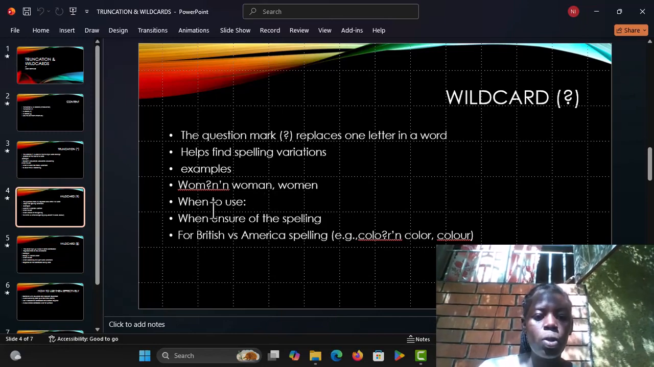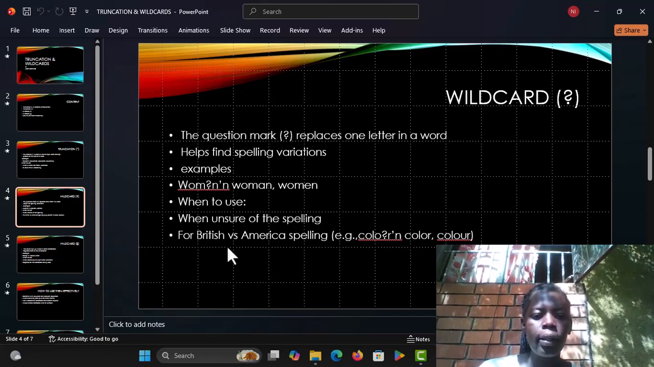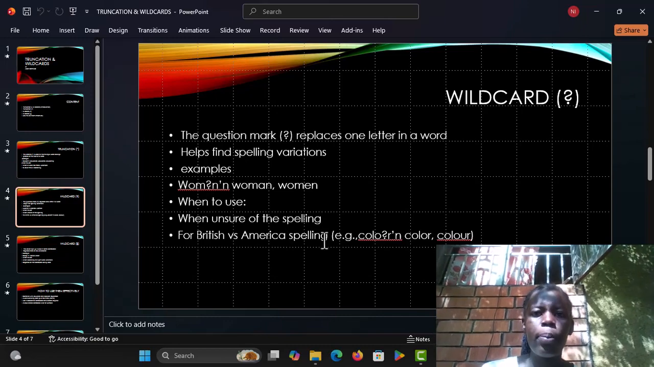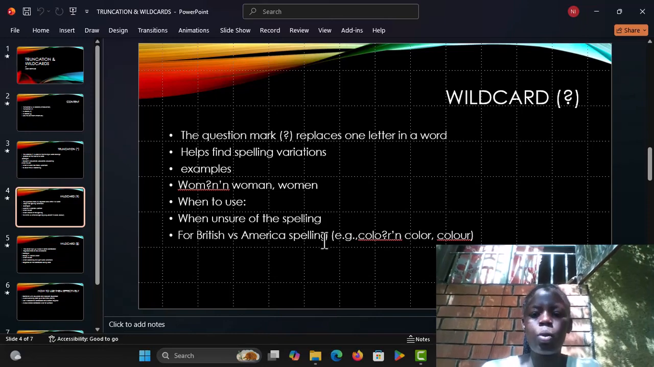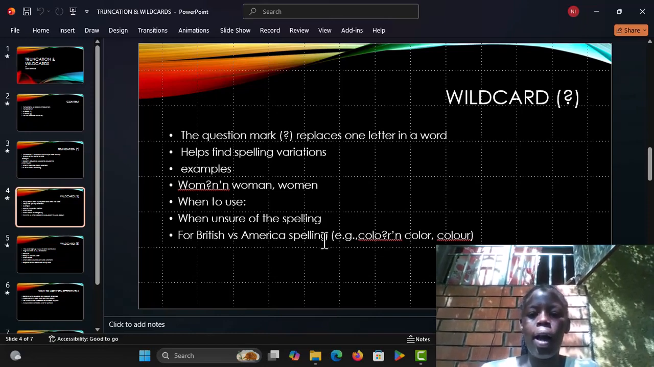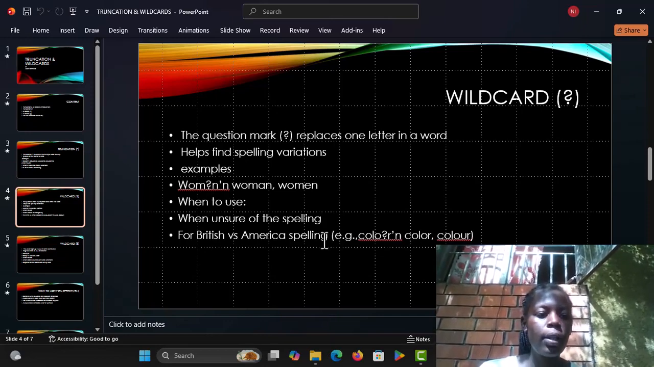When to use: when unsure of the spelling, for British versus American spelling. For example, color. Some people write it with C-O-L-O, and the question mark comes between the O and R, whereby in British English we write it as C-O-L-O-U-R, and in American English we write it as C-O-L-O-R. So that's what we have about that.